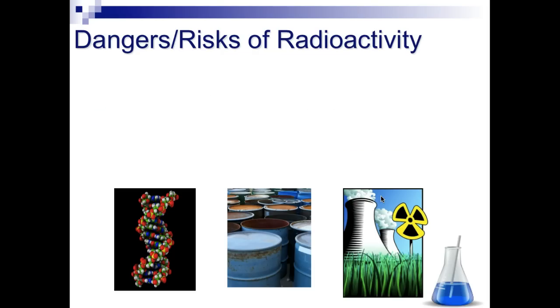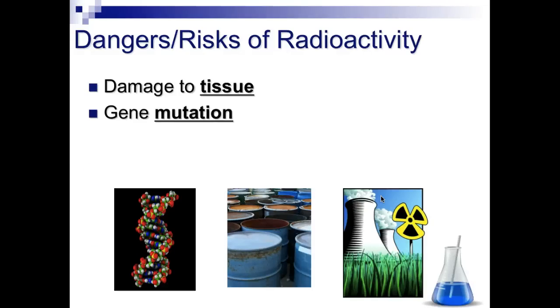There are dangers and risks of being exposed to radioactive substances. Damage to tissue. A lot of the time when you undergo radiation for cancer treatments, patients get really sick, and that's because it's damaging good, healthy tissue because of the exposure to the radiation. Gene mutation. Sometimes genes will mutate and they won't behave and act like they normally would.